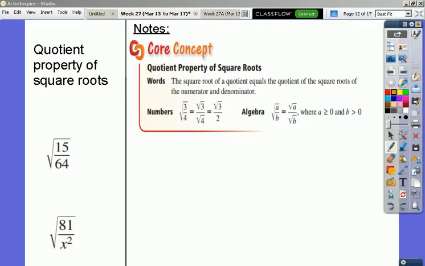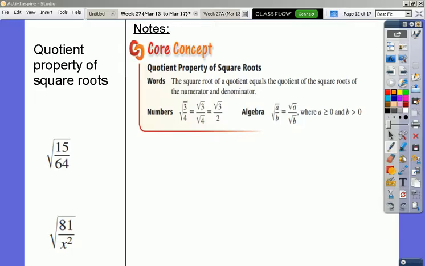Alright, so we have the quotient property of square roots. The square root of a quotient, so we're dividing things, equals the quotient of the square roots of the numerator and denominator. One of our rules said that we cannot have fractions as our radicand, so we're going to have to separate them. So, for example, when I see the square root of 3/4, I have to separate it into the square root of 3 divided by the square root of 4 and then simplify. Always simplify your square roots, just like you want to simplify your fractions, simplify your square roots.